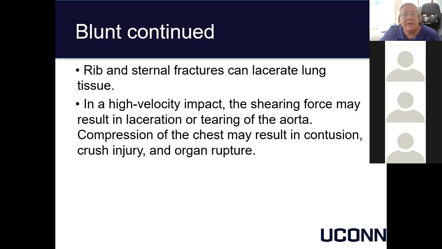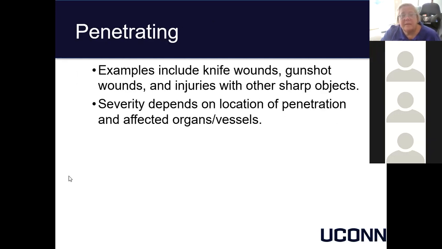You can have rib fractures that can lacerate a lung. With particularly high velocity impacts, you can get shearing forces that can tear an aorta. These are not uncommon injuries that you're going to see in a trauma room at any point in time. Your penetrating injuries, you know, we think of gunshots, we think of knives, other sharp objects.